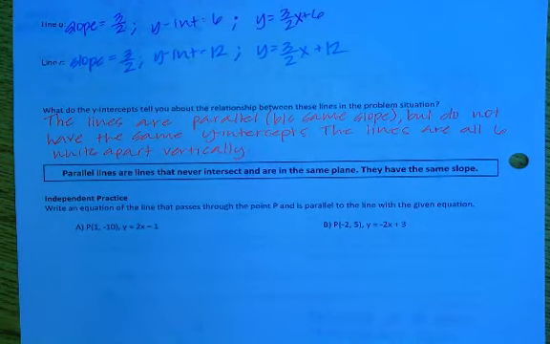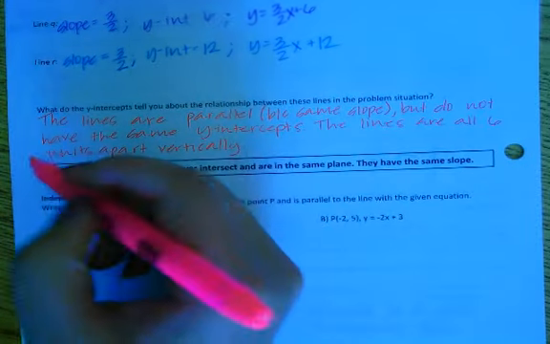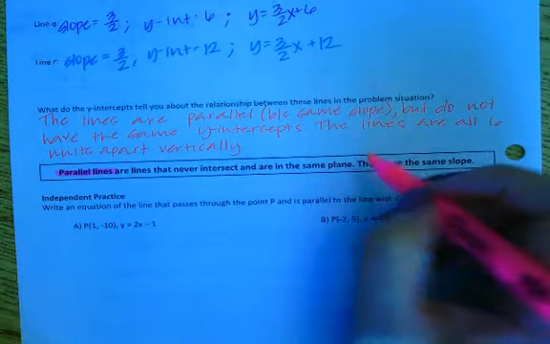Okay, so then we have a cute little definition in that little box. Parallel lines are lines that never intersect and are in the same plane. They have the same slope. Okay, so that's the big takeaway. Parallel lines, same slope. So I would highlight that. Or underline, or whatever you want to do.